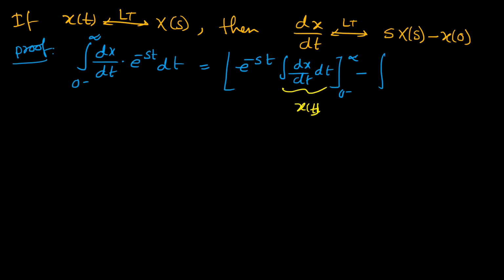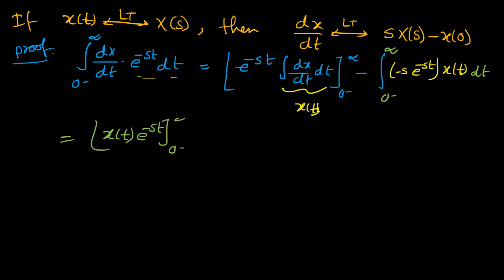The derivative of this one is minus s e to the power minus st, the first derivative of e to the power minus st. Then the integration we replace with only x of t, and then e to the power minus st dt, with limits 0 minus to infinity. Now if you see here, it is x of t e to the power minus st.